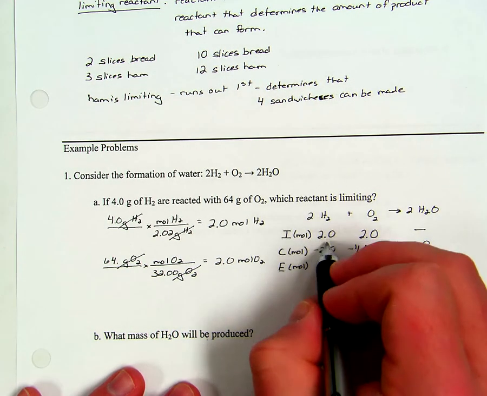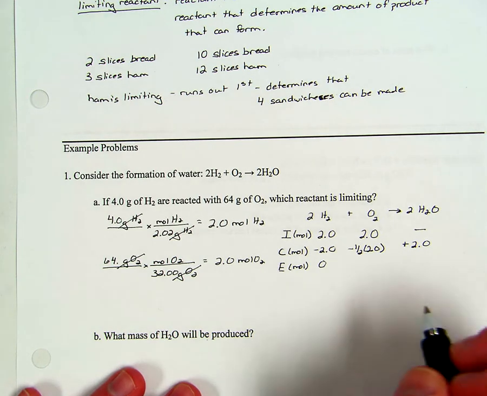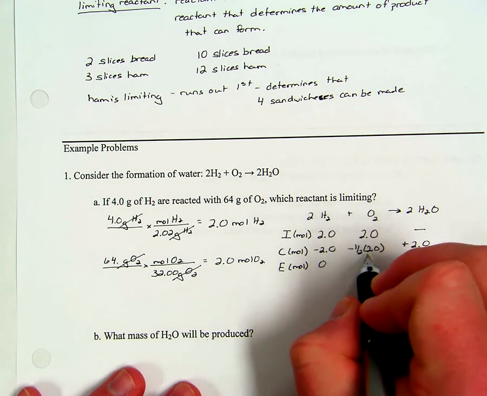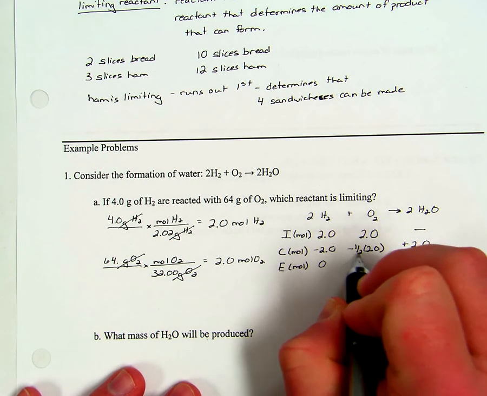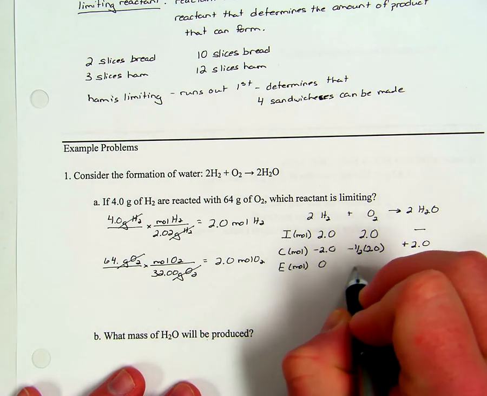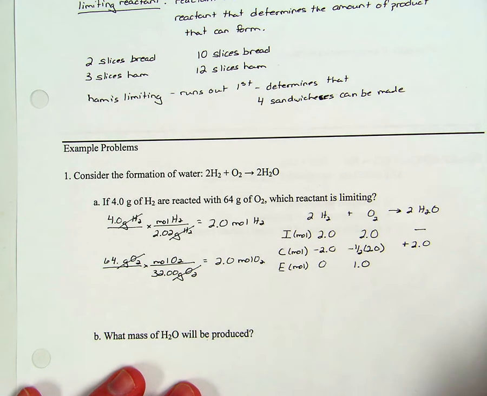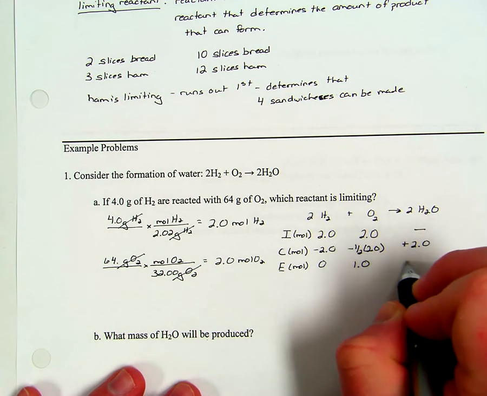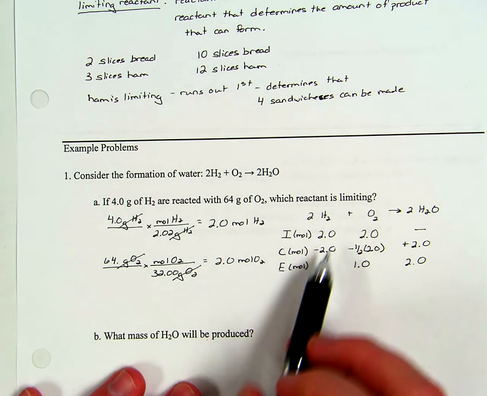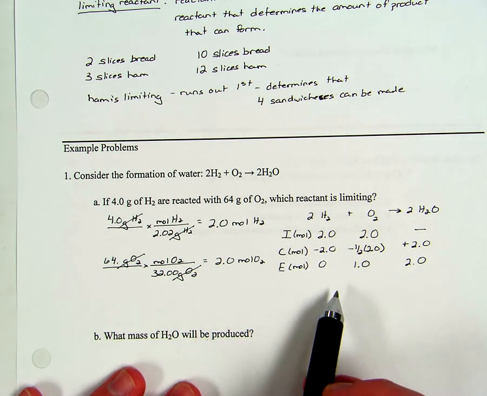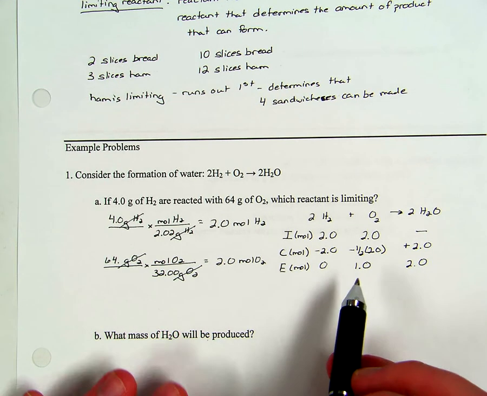That means all the hydrogen reacted. 2 minus half times 2, well, 1/2 times 2, that's 1. So 2 minus 1, that's 1.0. And then 0 plus 2, that's 2.0. So here, all of the hydrogen reacted. That would be limiting.